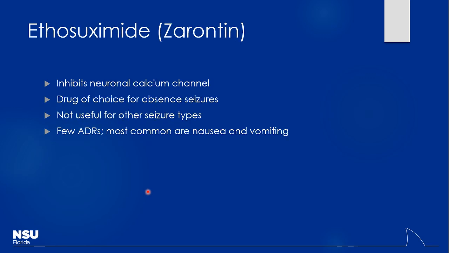Ethosuximide is a good one because this is going to be used as the treatment of choice for absence seizures, right? So if I have a test question that asks, this patient has absence seizures, which medication would you like to start them on? You'd say ethosuximide, right? So again, this is a very particular case, so little things like that are good to note. Again, not useful for other seizure types. So if they have a generalized seizure disorder or partial seizure disorder, this is not going to be good for that, just for the absence ones. And again, that makes sense because it has a very specific mechanism, really only working on the calcium channels, right?